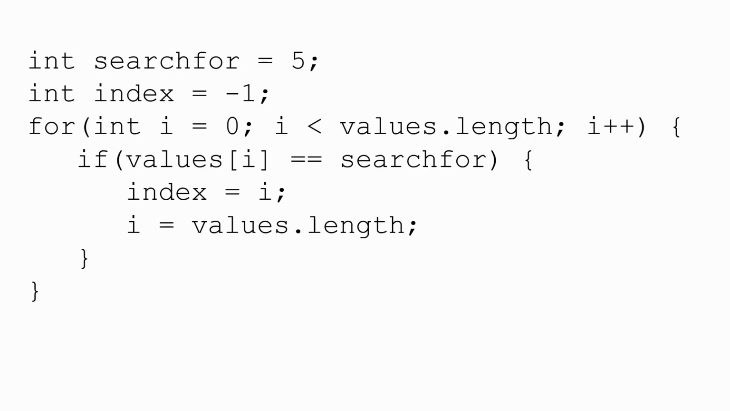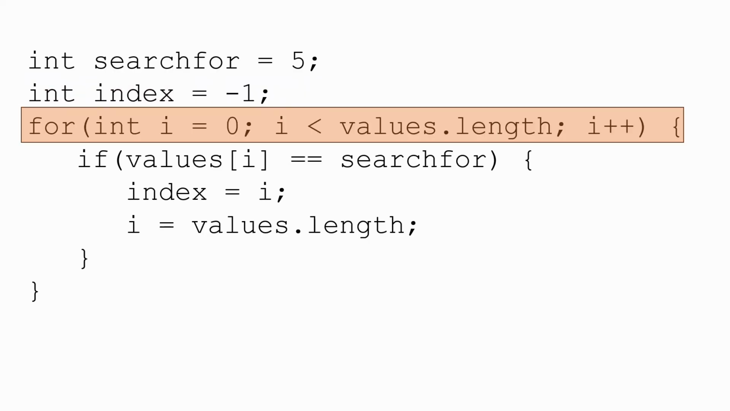This is what the algorithm looks like in Java. Here's the value we're searching for, in this case 5. We want to start with index value being -1, as if we didn't find it. Then we're going to use a traditional for loop. It's important to use a traditional for loop instead of an enhanced for loop because we need the index value.